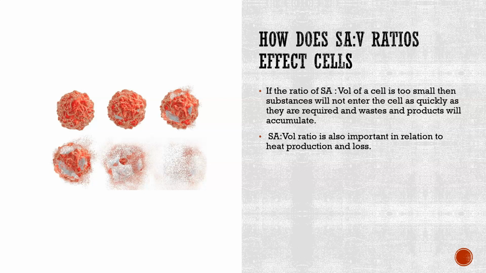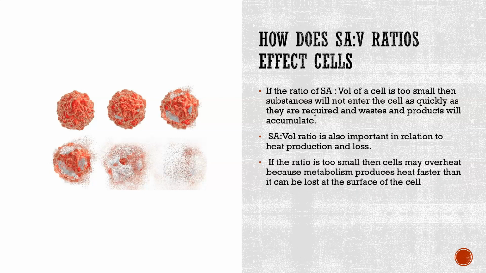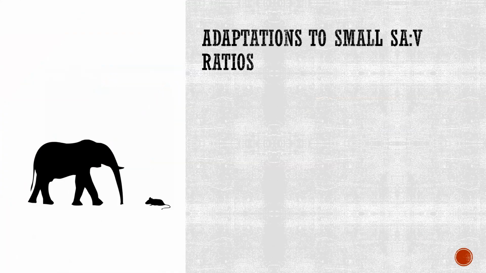Okay, surface area to volume ratio is also important in relation to heat production and loss. If the ratio is too small, then our cells may overheat because the metabolism produces heat faster than it can be lost from the surface of our cell, and if that occurs, we're going to see some cells exploding.